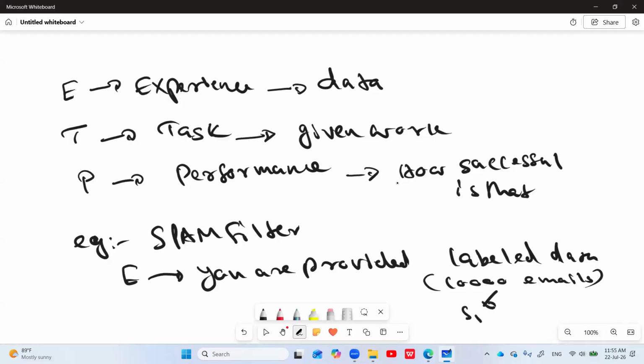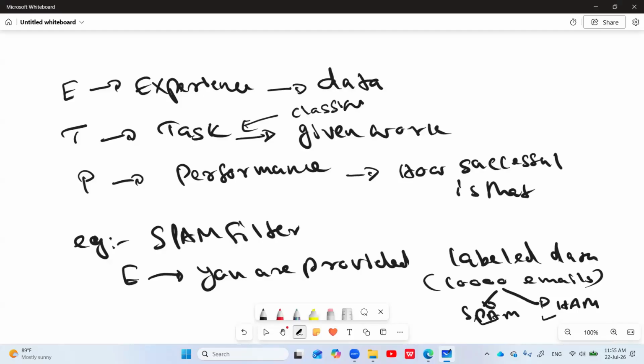Spam and ham. You know this. That is called the experience. You are provided this data set, which is the labeled data set of 10,000 data. And what is your task? What is your task, guys? The task is you want to classify them correctly as spam and ham. That is your task. Task is classifying.